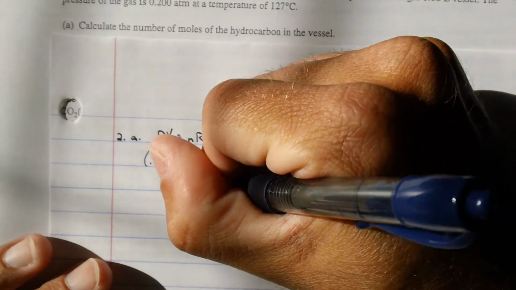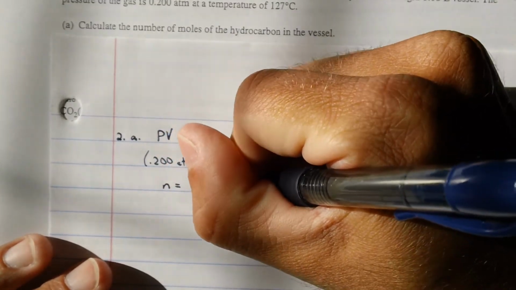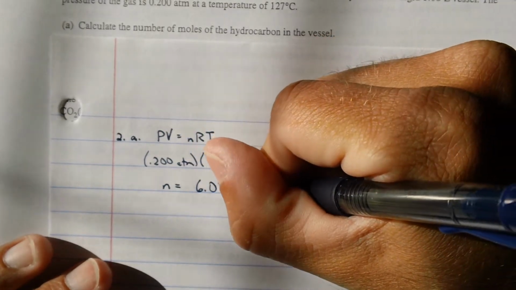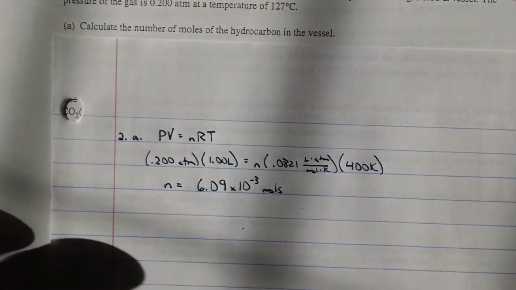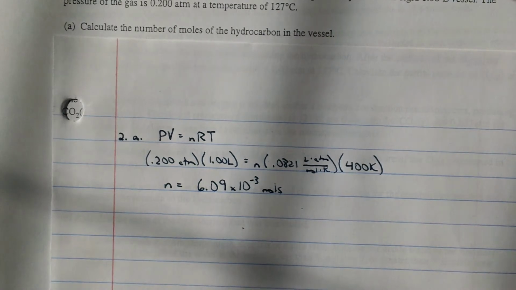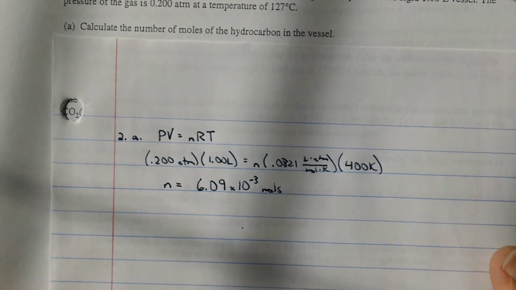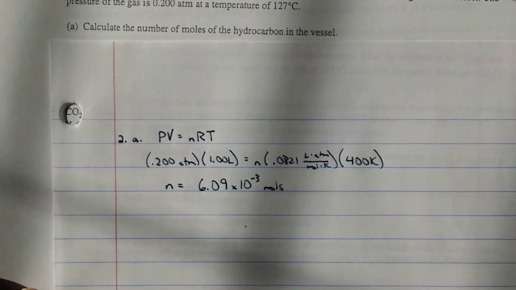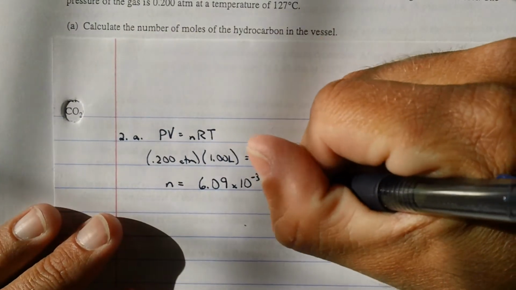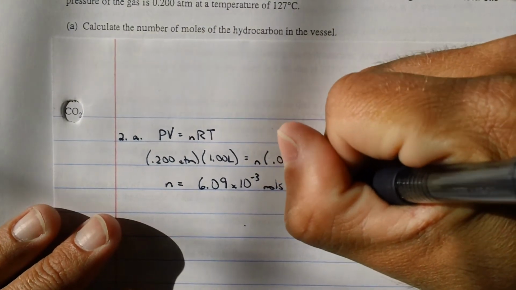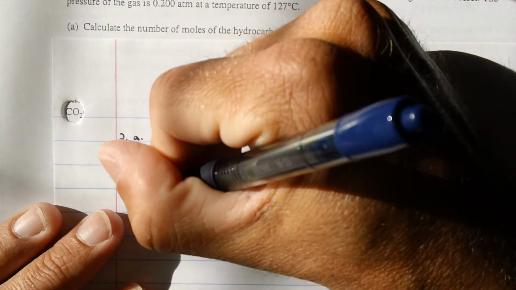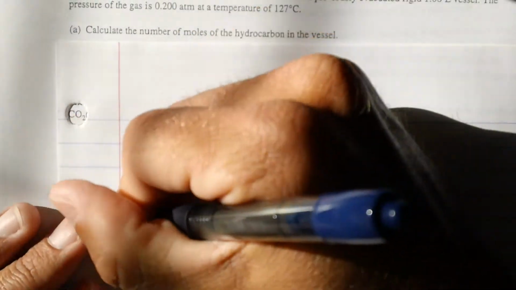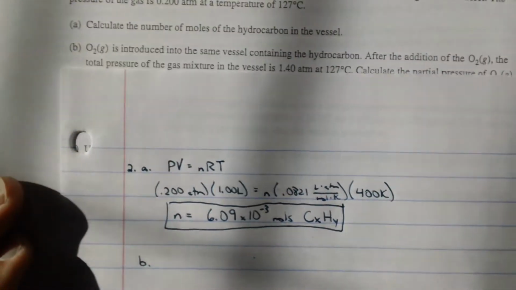Which is going to be 6.09 times 10 to the -3rd moles, if my mental math's correct. Good. 3 sig figs on those things up here, 3 sig figs for the number of moles. You could put CxHy, we know it's some kind of hydrocarbon like that. If you put moles, that would be good enough there. And then we're to part B. That's it on part A.